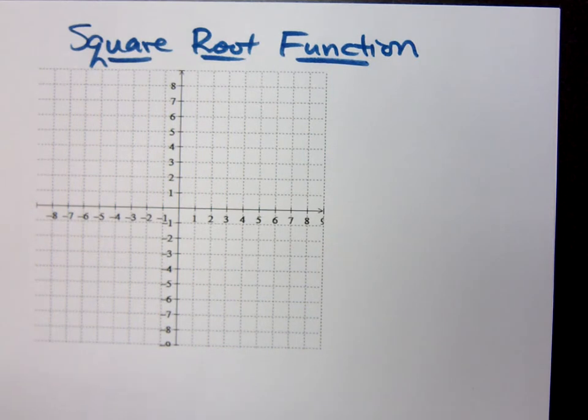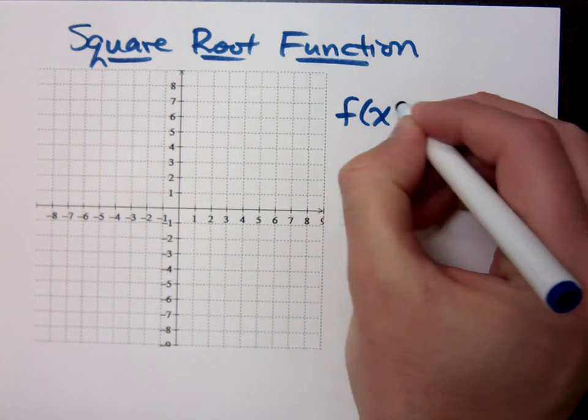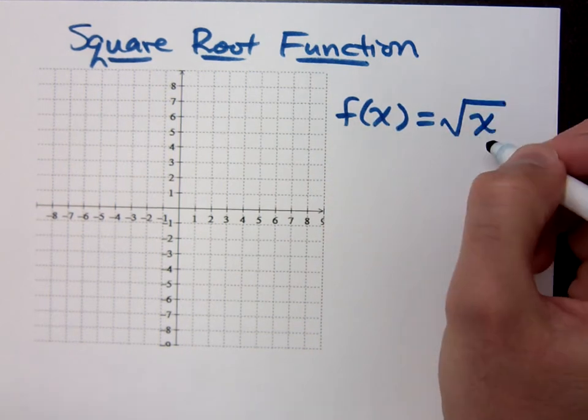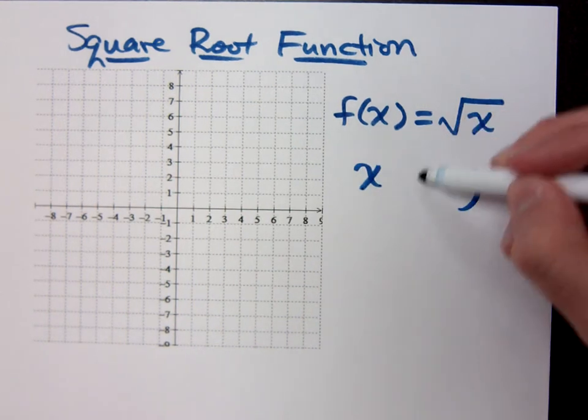Now in this one we want to look at the square root function. That means f of x is equal to what? Square root of x. It's the square root of x. So let's think about what the t-table of values will look like for this guy.